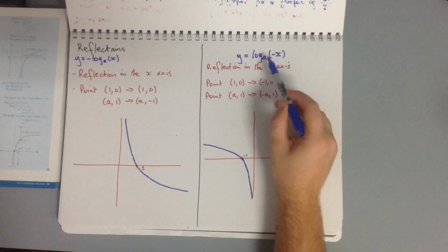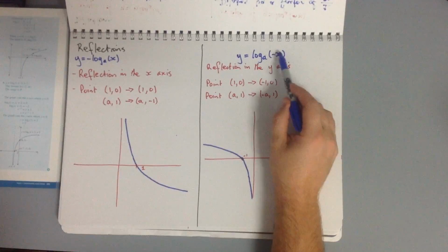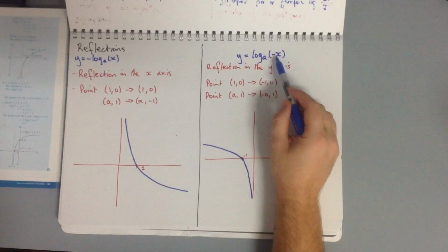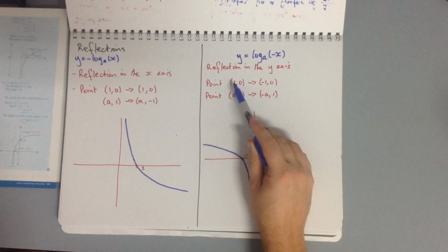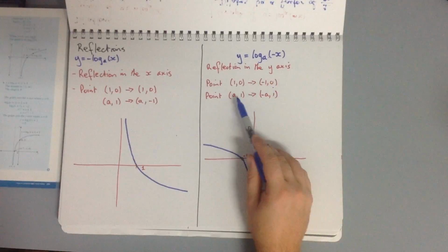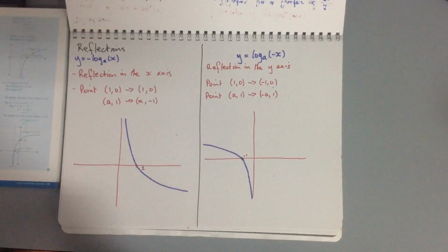If we have y equals log to the base a of negative x, because the negative is inside our brackets, that's our reflection in the y-axis. So our x-intercept goes from being (1, 0) to (-1, 0), and (a, 1) becomes (-a, 1). And that's a little sketch of what it looked like.